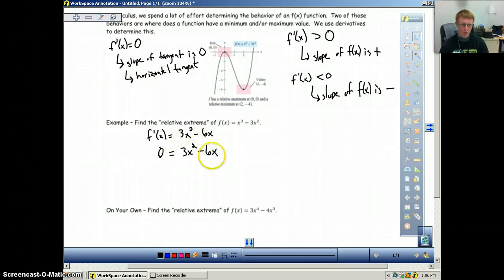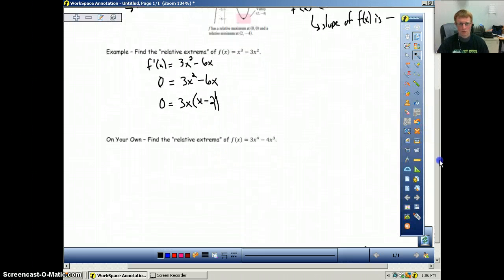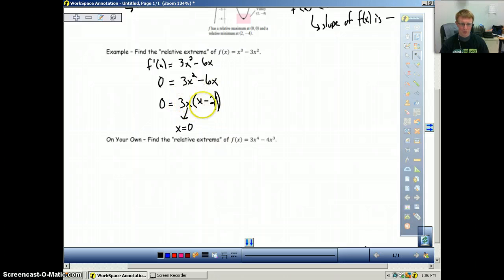So we have a quadratic here. Therefore, we want to factor. But the first thing we should do is factor out a common factor. So 3x is a common factor here. 3x comes to the outside, and x minus 2 will be on the inside. Now we can determine where these are 0. This will be x equals 0, because 3 times 0 is 0, makes the whole thing 0. This portion will be x equals 2. So we know that our relative extrema are x equals 0 and x equals 2. But now we want to define exactly which one of these are.